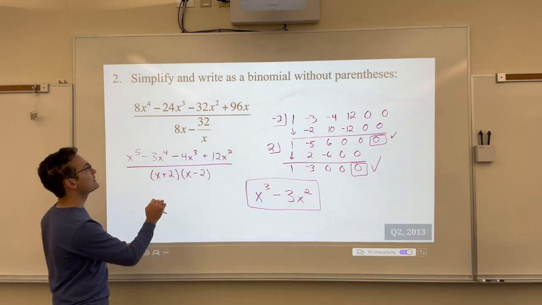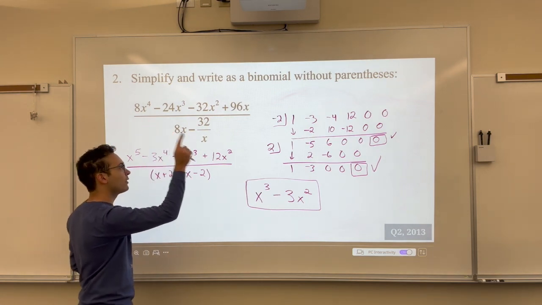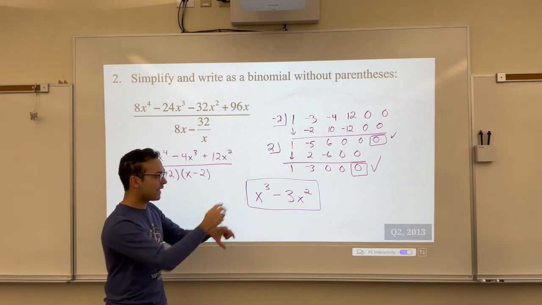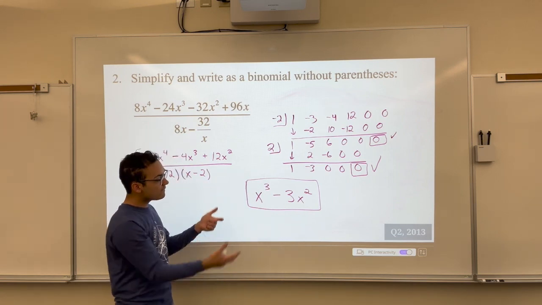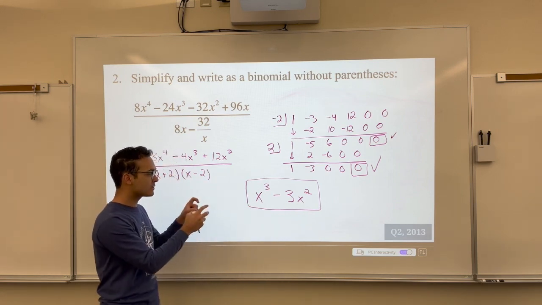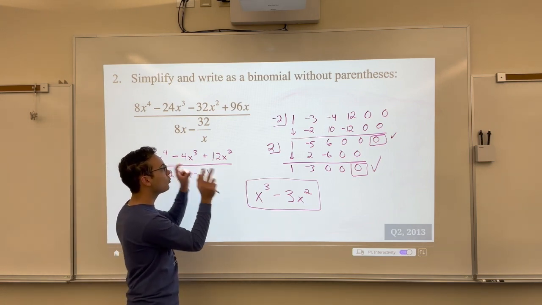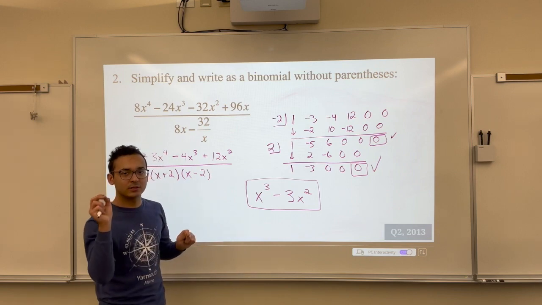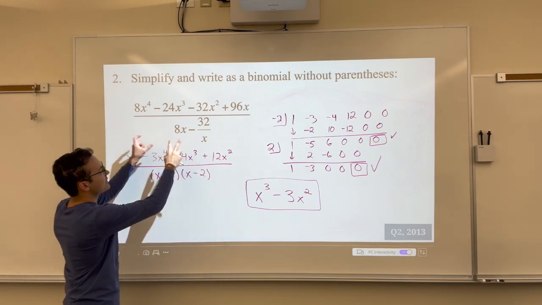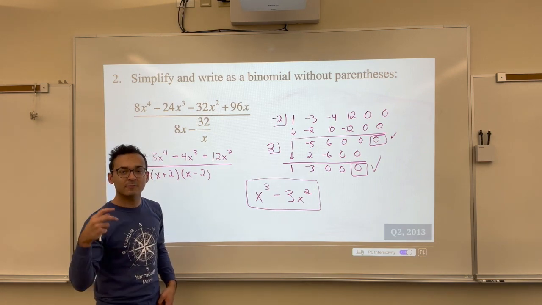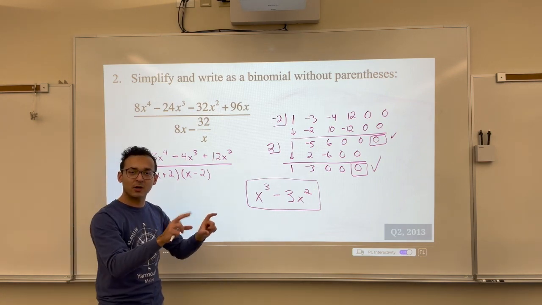Now in the problem, it says write as a binomial without parentheses. This is a binomial because it has 2 terms and there are no parentheses. Now, you could factor out an x squared and say that it's x squared times x minus 3, but again, that's not what the problem is asking you to do. Additionally, this is just an expression. It's not set equal to anything, so we're not solving for values of x. We will do that later on in this video.